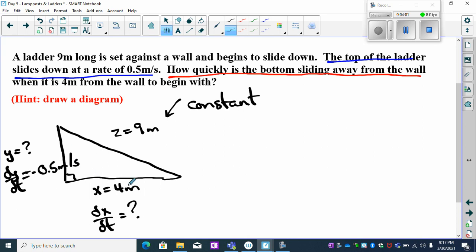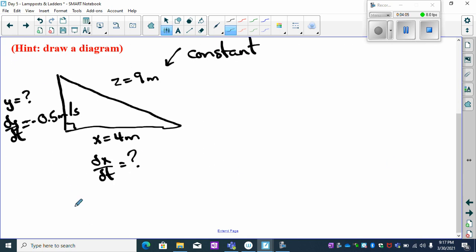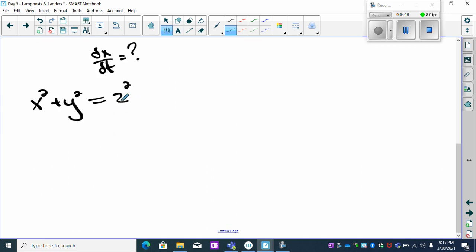All right, you might say, well, okay, what's the formula that relates these quantities? Well, in a right triangle, what do you think? If you said Pythagoras theorem, you're on the right track. Now remember, we said this distance isn't changing, so I can fill that in. I can fill the 9 squared in right now. It's not changing. The ladder's always 9 meters long, so I can fill that constant in.